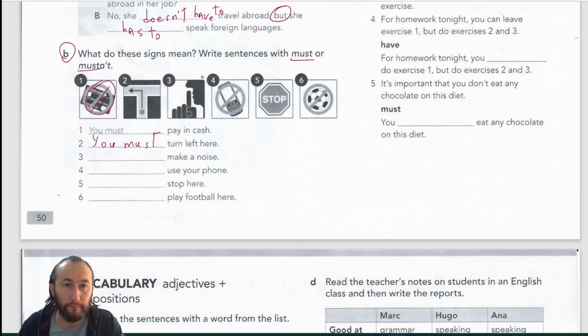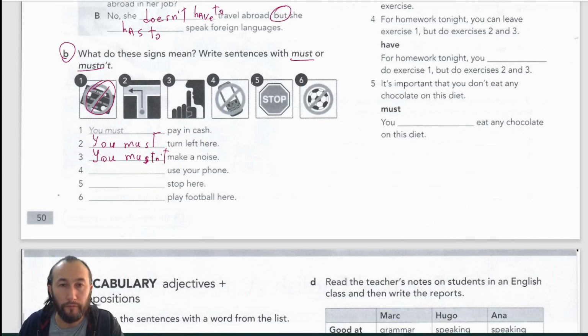Number three, this sign means you should not talk, right? You mustn't make a noise. That's a rule. Mustn't means don't. You are not allowed. Don't make a noise. You mustn't make a noise, guys.